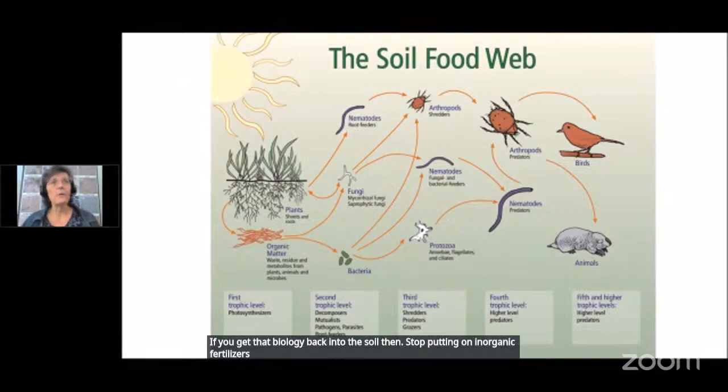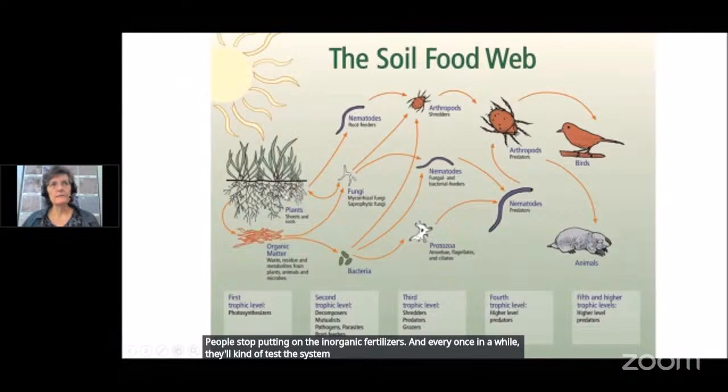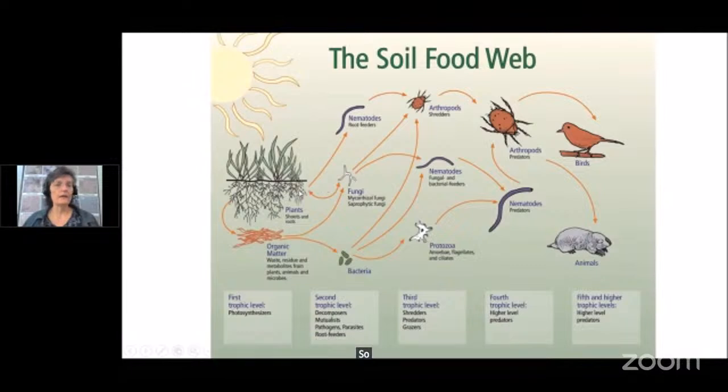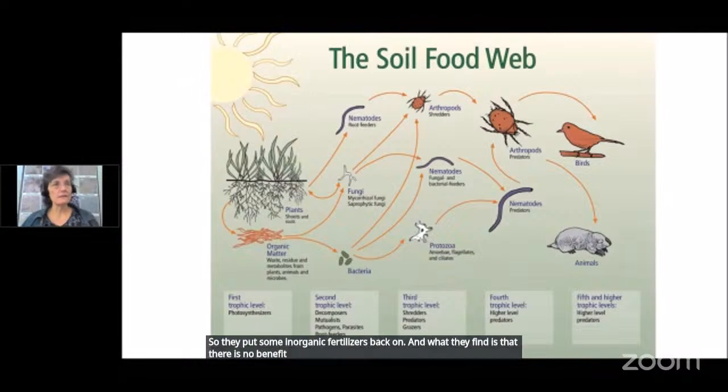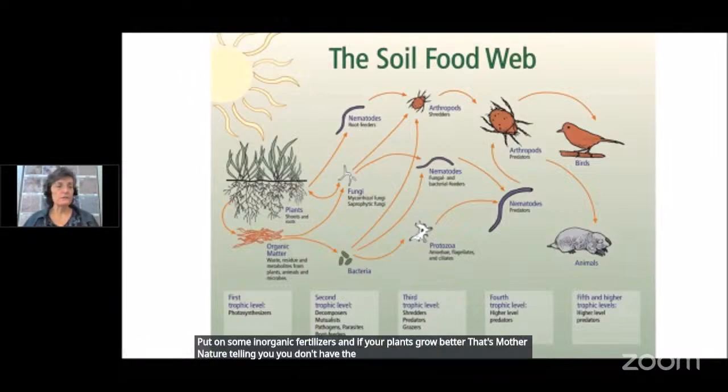It's not required. And so time after time, as we reestablish this biology in the soil, people stop putting on the inorganic fertilizers. And every once in a while, they'll kind of test the system. Do they really need them? Are they not going to get any benefit out of those inorganic fertilizers? So they put some inorganic fertilizers back on. And what they find is that there's no benefit to the plant. The plant does not start to grow better. So it's kind of a test. Do you have good biology in your soil or not? Put on some inorganic fertilizers, and if your plants grow better, that's Mother Nature telling you you don't have the food web in your soil that you need to have.